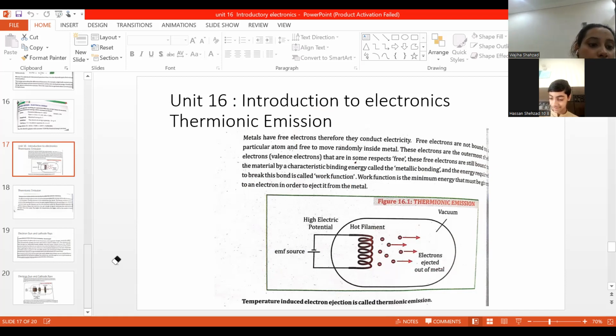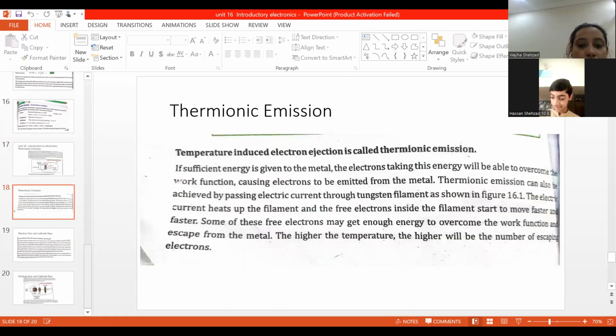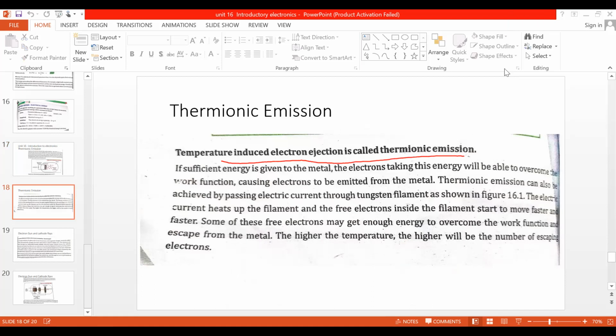So if we see the next slide, there is the definition. You have to write this definition in your notebook, right? Temperature induced electron injection is called thermionic emission. If sufficient energy is given to the metal, the electrons taking this energy will be able to overcome the work function, causing electrons to emit from the metals, means they are leaving the metals, right?